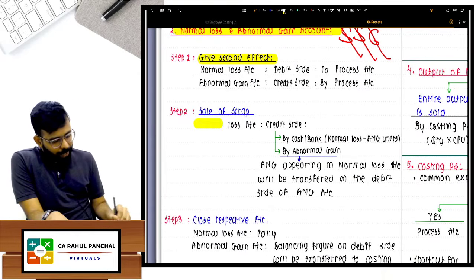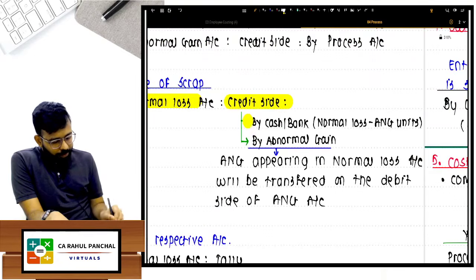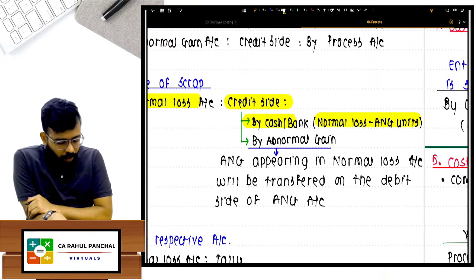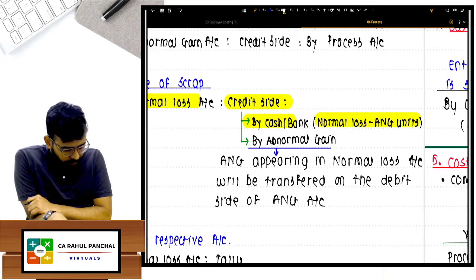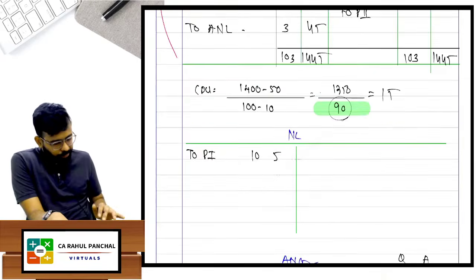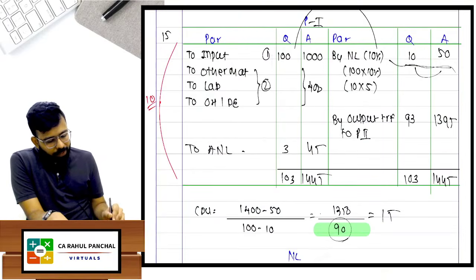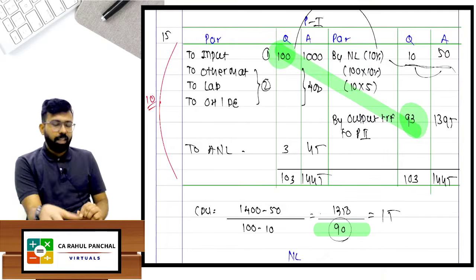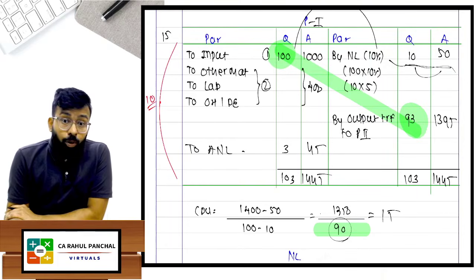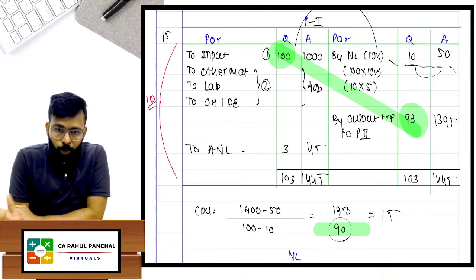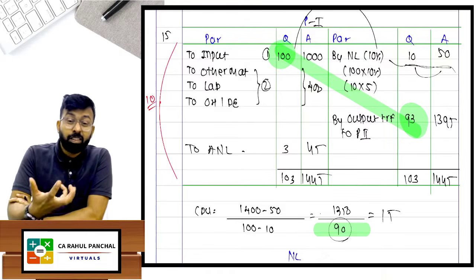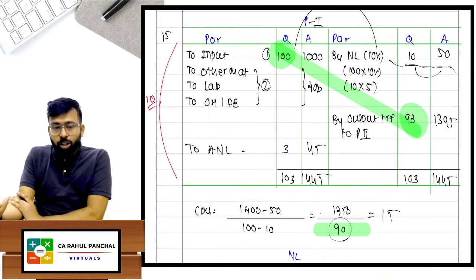When you sell the scrap, you will never say buy cash bank. देखो, buy cash bank के लिए हमेशा it is normal loss minus abnormal gain units. Why? Understand this. देखो, your input is 100 and your output is 93. What is your actual loss that you can sell in the market? Sir, input is 100, output is 93. It means I actually have a scrap of 7 which I can actually sell it in the market.